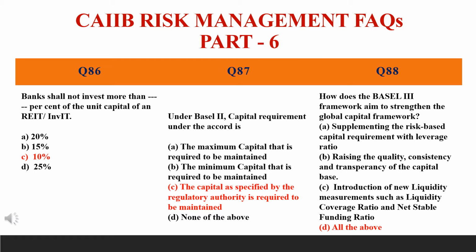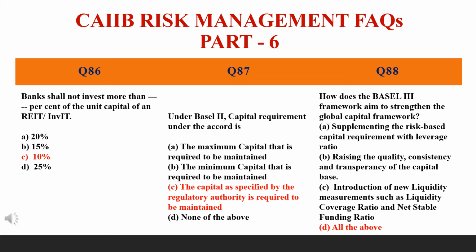See here, banks can invest in real estate investment trust and infrastructure investment trust within the overall ceiling of 20% of their net worth, which is permitted for direct investment in shares, convertible bonds, debentures, units of equity oriented mutual funds and exposures to venture capital funds, both registered and unregistered. However, the investment cannot exceed 10% of the unit capital of REIT and InvIT. Thus, the answer is C, 10%.